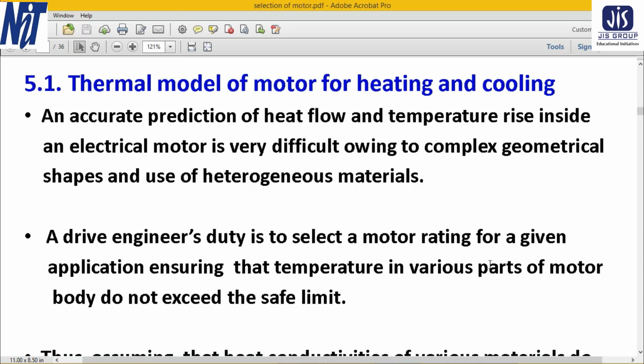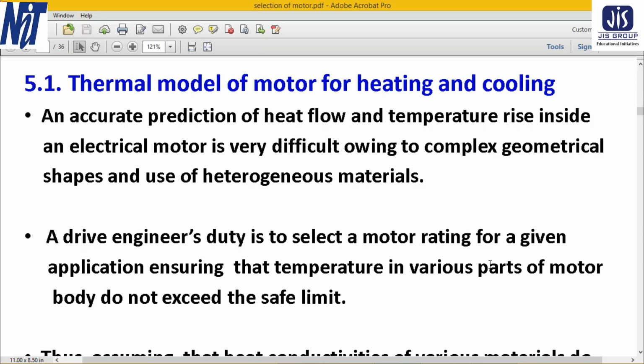Now, an engineer is responsible for deciding for which application. Suppose in the steel industry, an engineer has to implement a drive for the slab billet boom in the hot rolled mill section. For that purpose, what the motor rating should be has to be decided by that particular engineer.